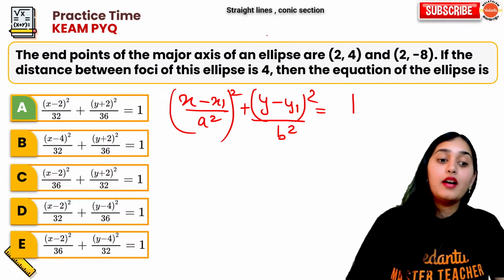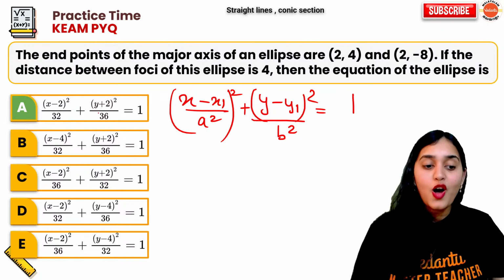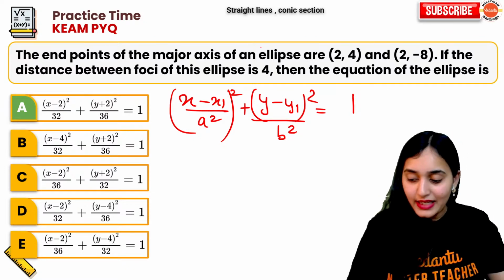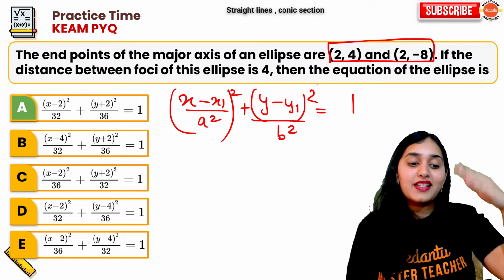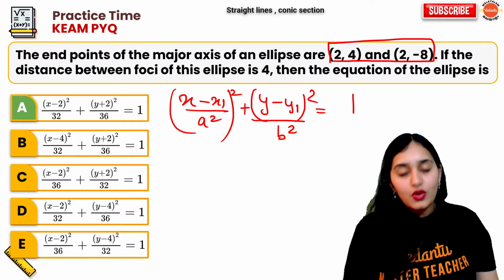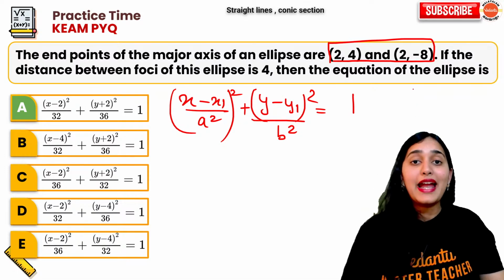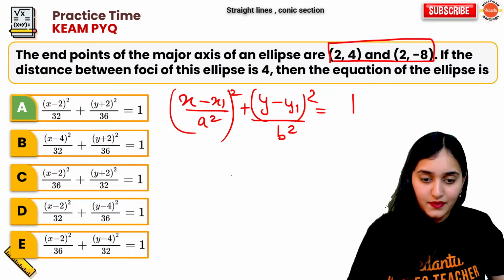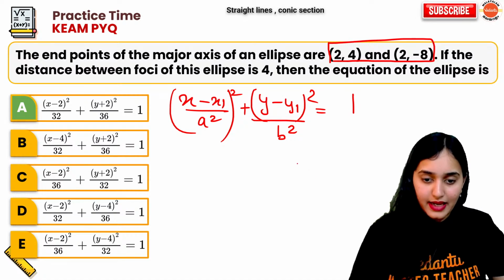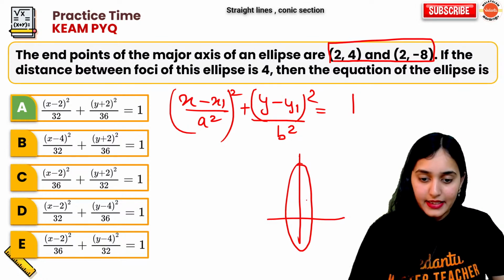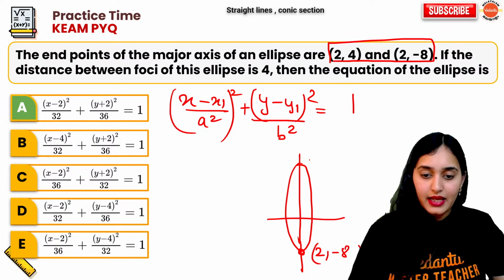Okay. Now, you also need the center of the ellipse. So, how will you get the center of the ellipse? The center of the ellipse is basically the midpoint of these 2 points. What is the distance between these 2 points? If you look at the diagram of the ellipse, your ellipse will look like this basically. This is the major axis. The major axis is parallel to the y-axis here. And this is (2, minus 8) and this is (2, 4), right?